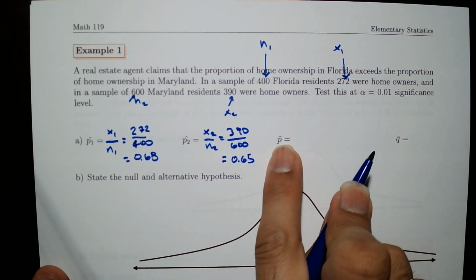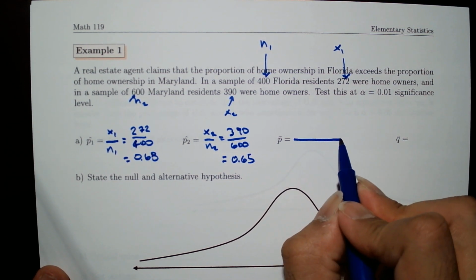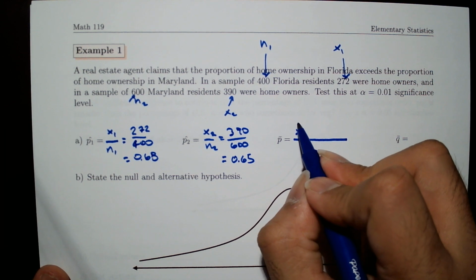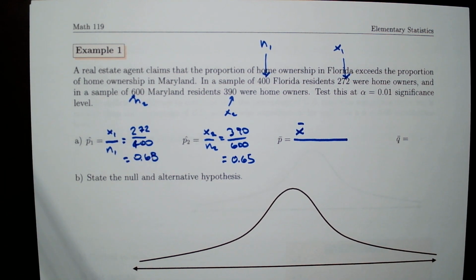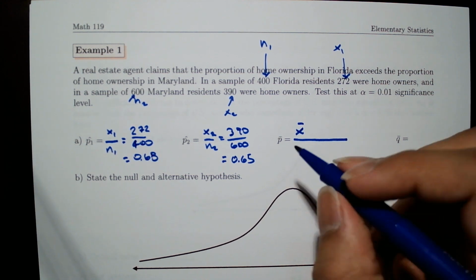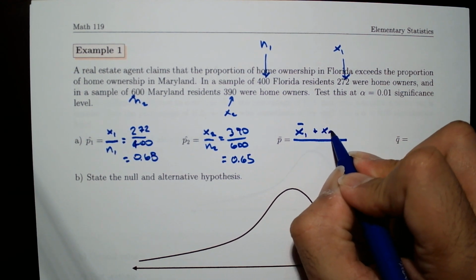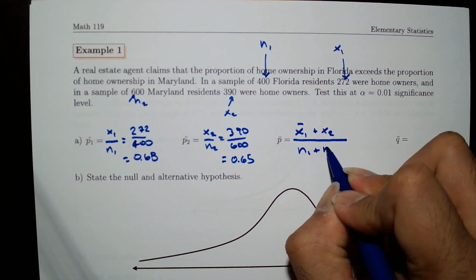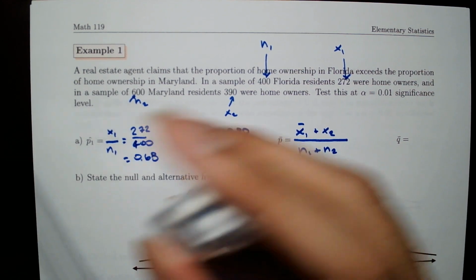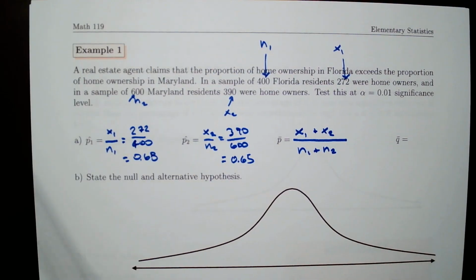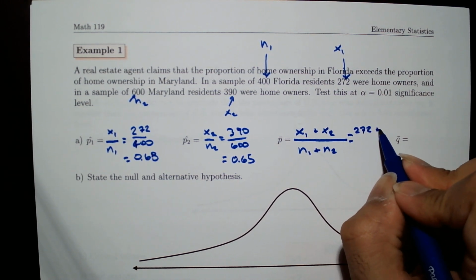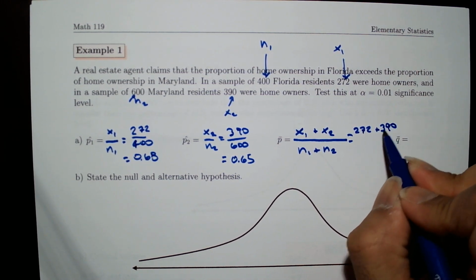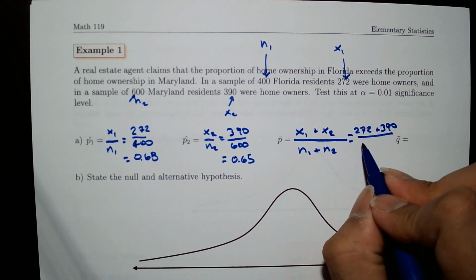Okay, p bar, that's our combined or pooled proportion. Let me write down the formula again. That's just x1 plus x2 over n1 plus n2. Let me erase this ugly looking bar. And that's going to be 272 plus 390 divided by 400 plus 600.